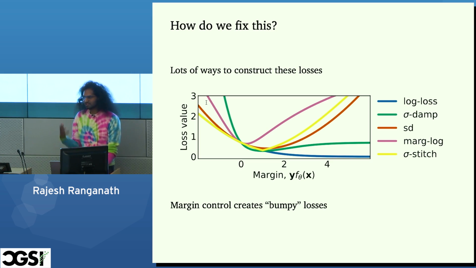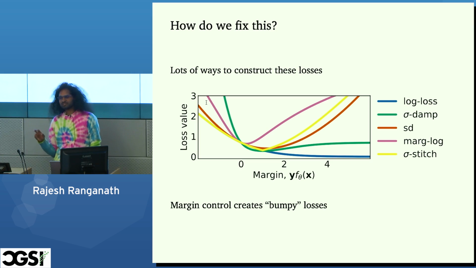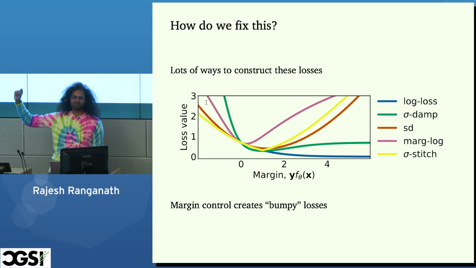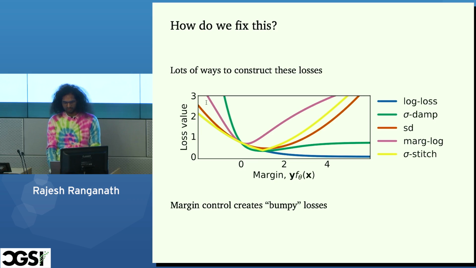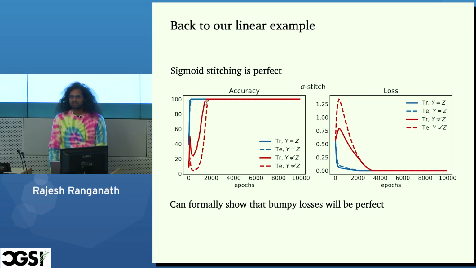But the idea in your head is that this kind of margin control creates bumpy losses, where the preference is to make the prediction up to a certain level and then say, I'm going to stop at some point beyond that. And if I go further, that's actually worse. If you go back to the linear example, your performance will be perfect. And you can formally show that it will be perfect for any kind of losses that have this shape.